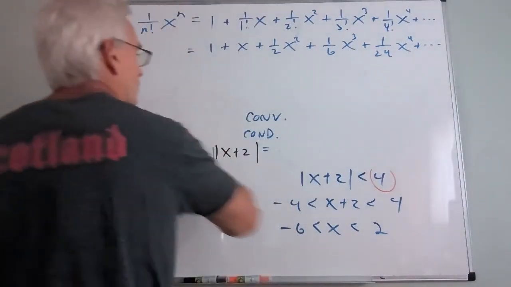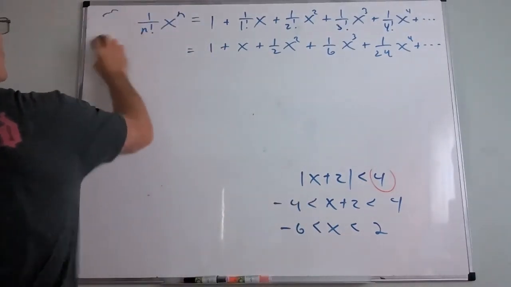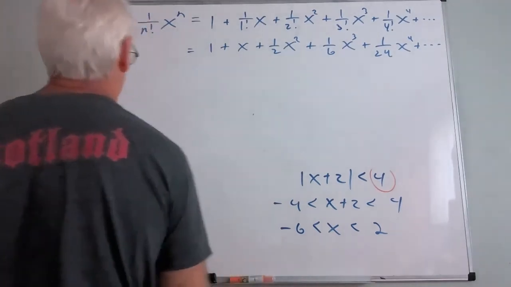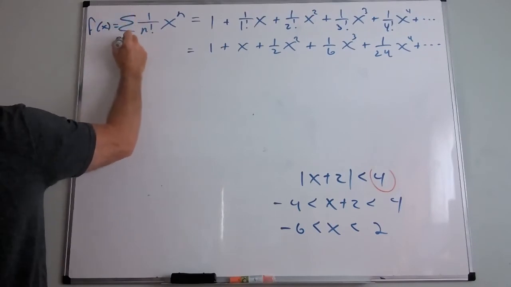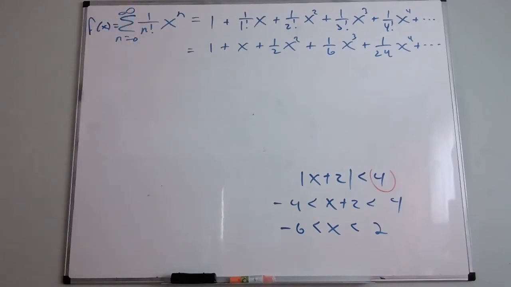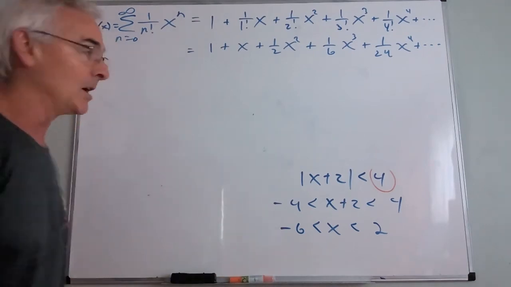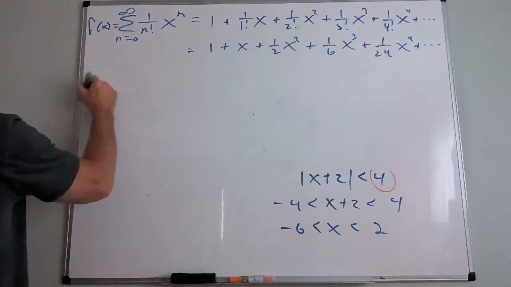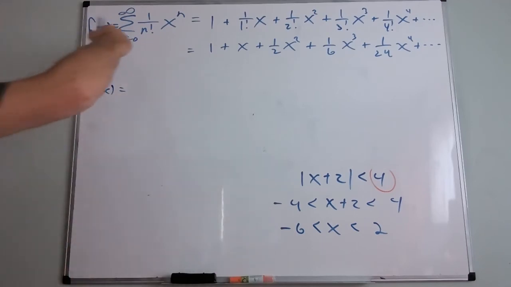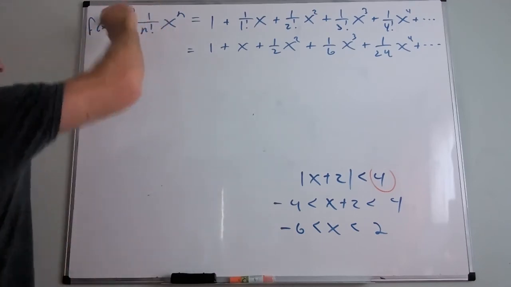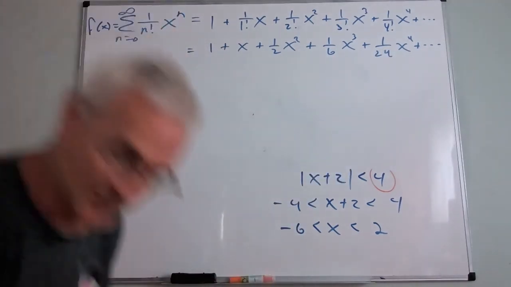Now I would like to take the derivative of this. To make my life easier, I'm going to rename this. I'm going to call this f of x. We can do that for every power series that exists. We can just call it a function because it is. So what I want is f prime of x. I don't know how to differentiate that, so let's just differentiate the second thing. Everybody cool with that?